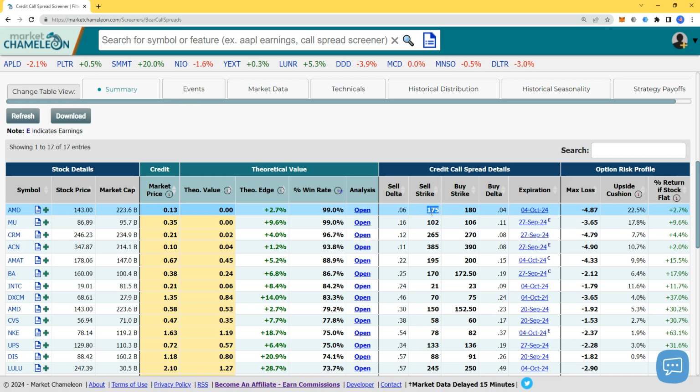You sell the 175 call and you buy the 180 call, and basically you collect $13 compared to zero, because this option is worthless. Imagine AMD going from 143 to your max loss, which is above 180, in the next, I don't know, 3 weeks by October 1st. Highly unlikely. It's like a 30% move. Highly unlikely. It's possible, but highly unlikely.